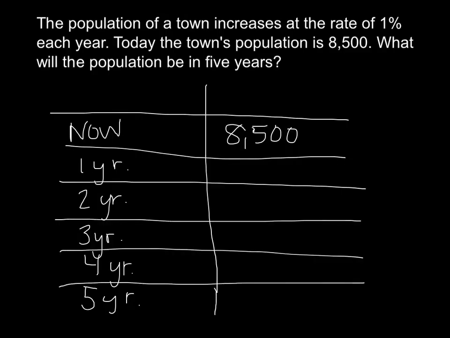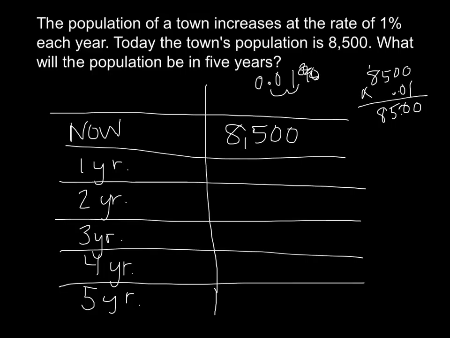Okay. So to start off, I'm going to take my 8,500 and multiply it by 0.01, because that would be 1%. If I take 1% and move it, I would have 0.01. If I multiply those two together, I'm going to get 85. So that means I need to add 85, and I get 8,585 as my new population. So after 1 year, the population will be 8,585.